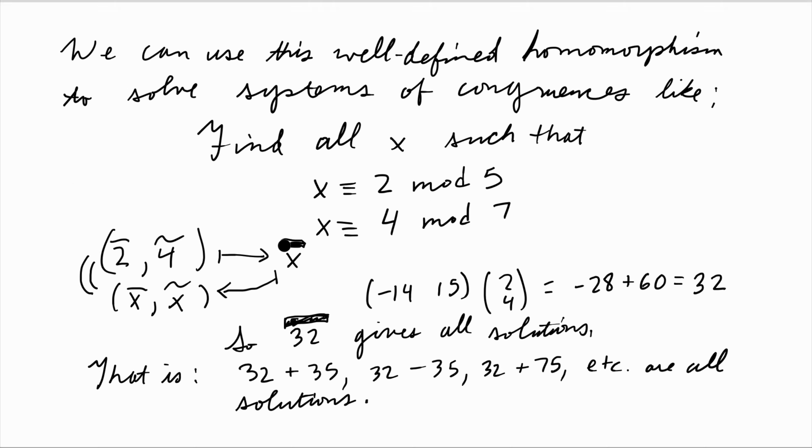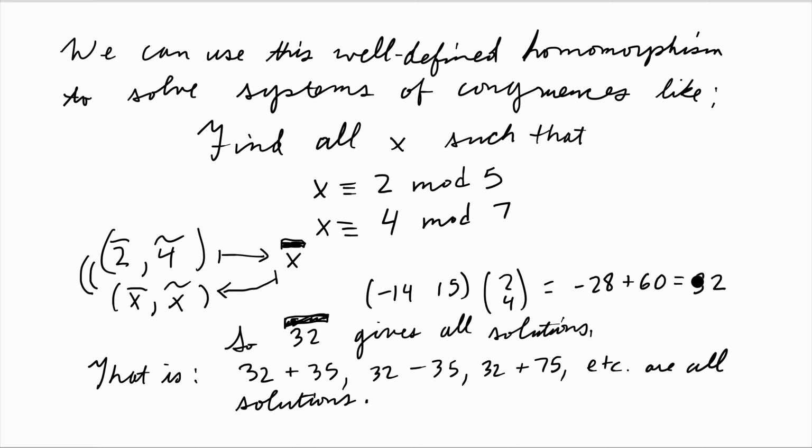This helps us think about a system of equations. So if we want to solve a congruence, or system of congruences, like x congruent to 2 mod 5, x congruent to 4 mod 7, think about this as being like (2 bar 4 squiggle), and apply this inverse function, or the inverse isomorphism that we had going back the other way, and we end up getting a number 32.